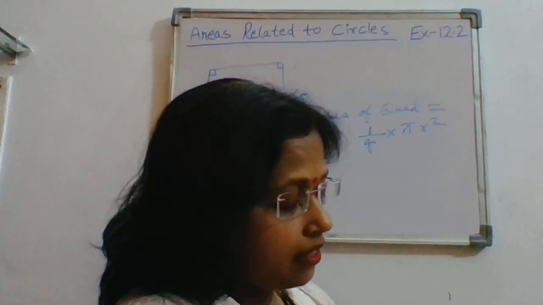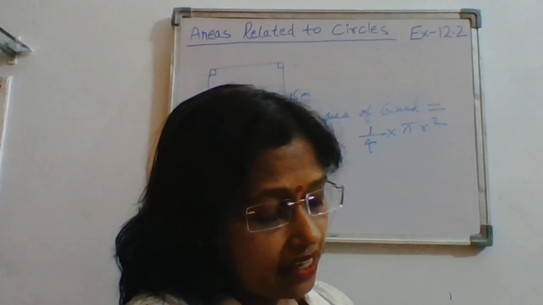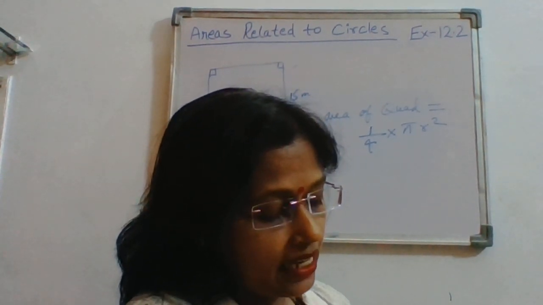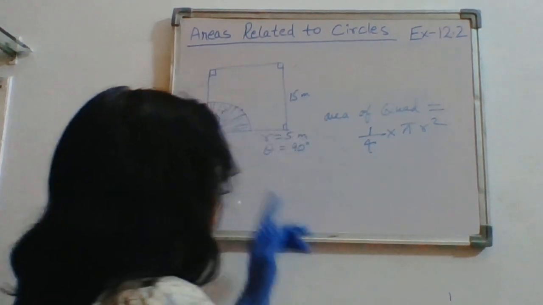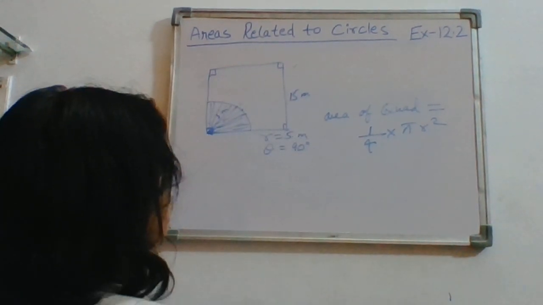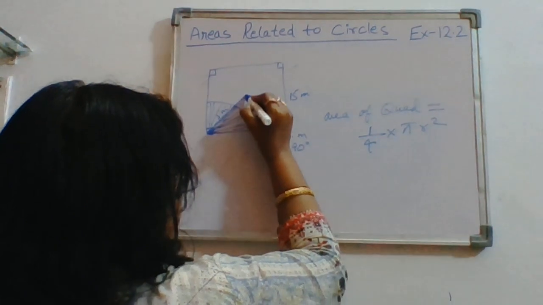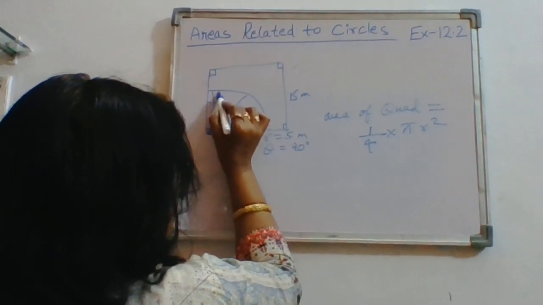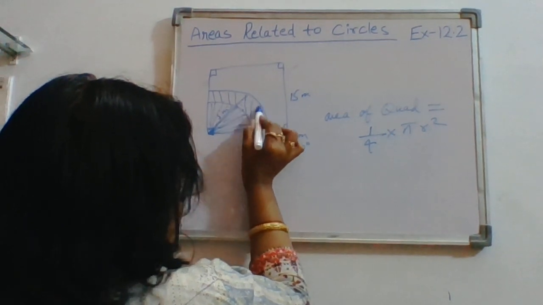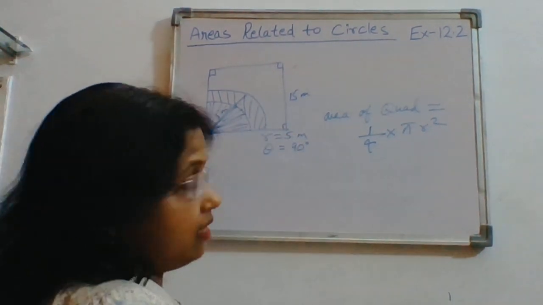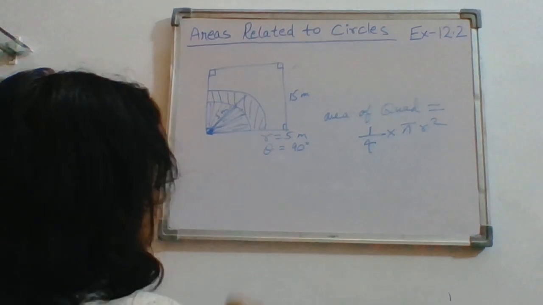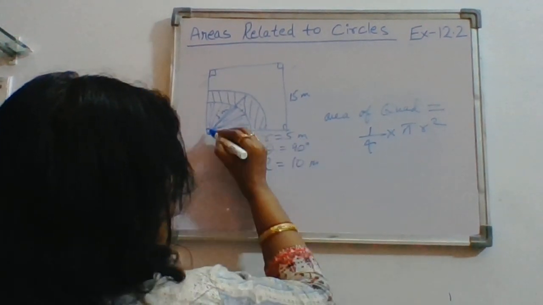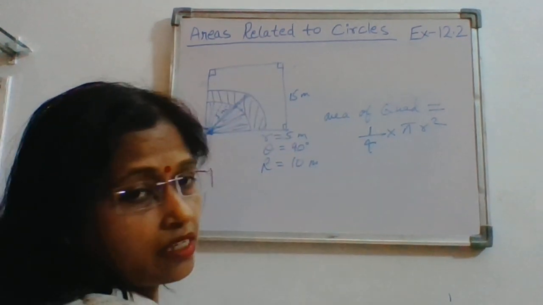Now in the second part, the increase in the grazing area if the rope were 10 meter long instead of 5 meter. Now earlier it was 5 meter, now the rope was increased to 10 meter. So only we have to calculate the increased area, this area. Okay. So again, this is forming a quadrant only, but now the radius will be 10 meter because the length of the rope is 10 meter now, right?